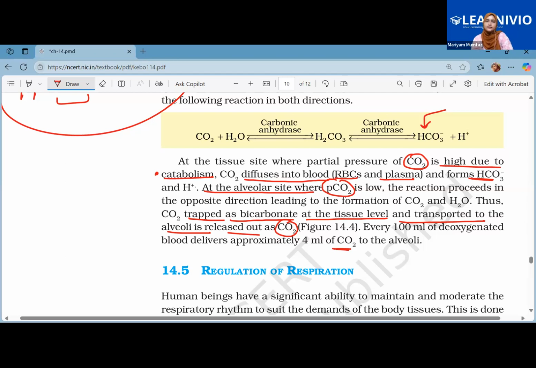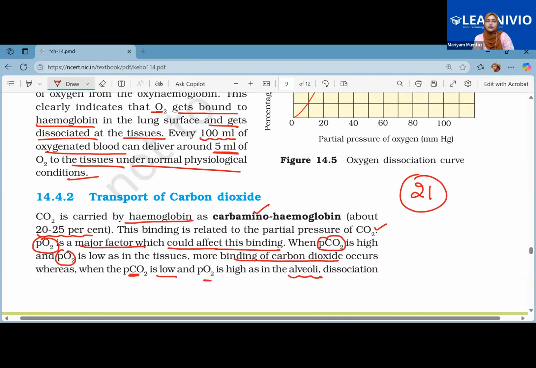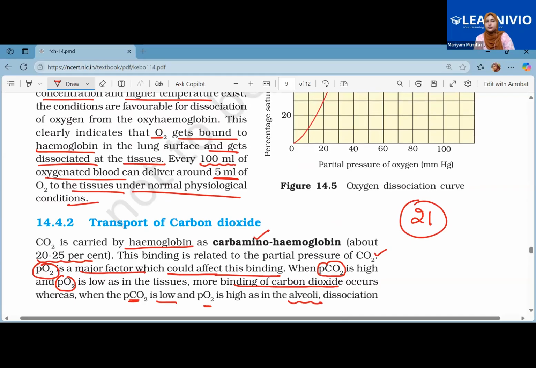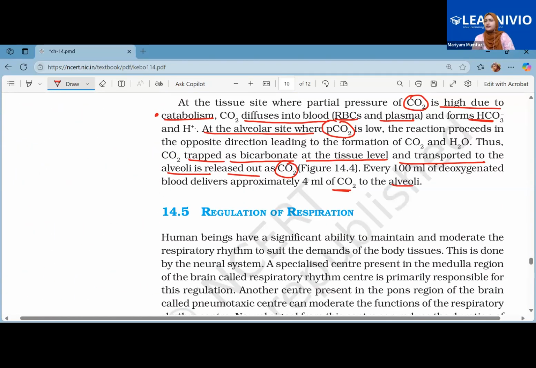100% clear? 5 ml of O2 was in oxygenated blood, right? When the oxygenated blood was being transported to the whole entire body, right, to the tissues. But here, 4 ml of CO2 is being transported to the alveoli because CO2 is nowhere needed in our body. It's bad, it's foul. It has to be removed as soon as possible.